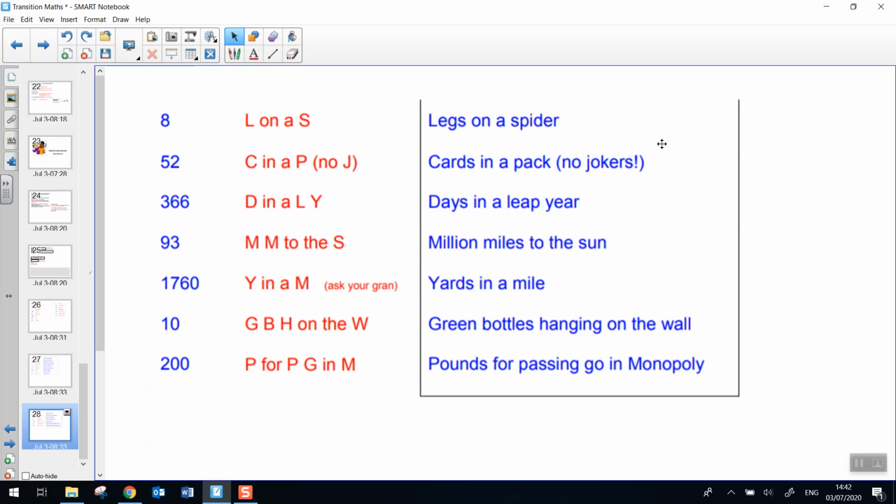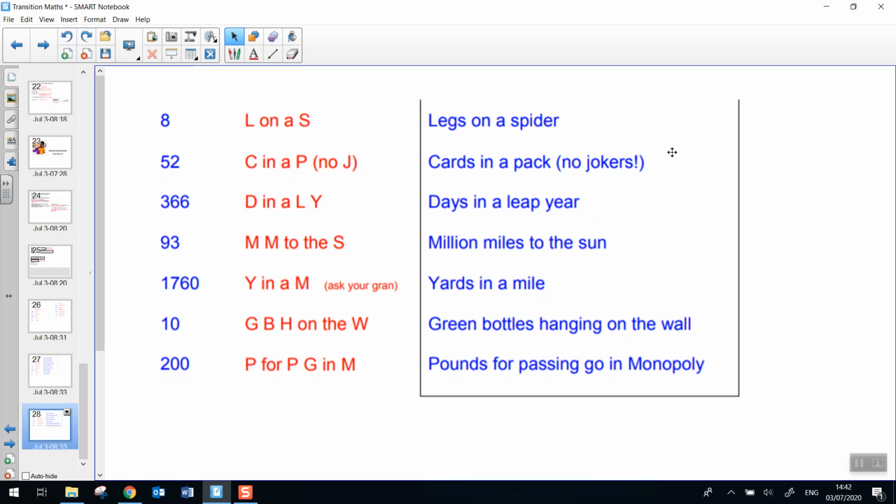8 legs on a spider, 52 cards in a pack, no jokers, 366 days in a leap year, 93 million miles to the sun, 1,760 yards in a mile, 10 green bottles hanging on the wall, and £200 for passing go in Monopoly.